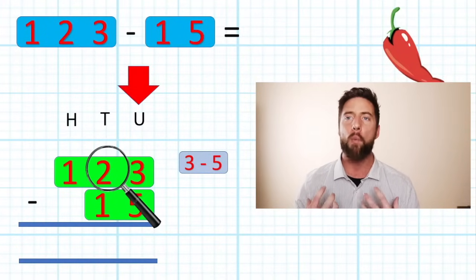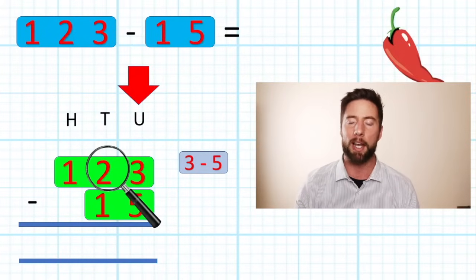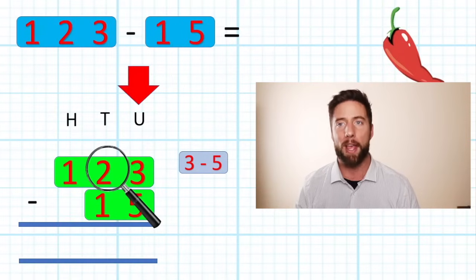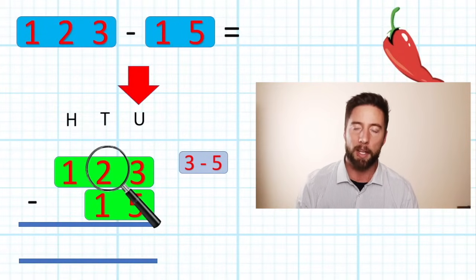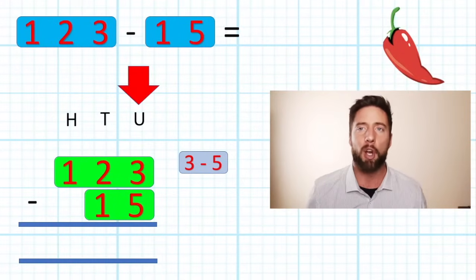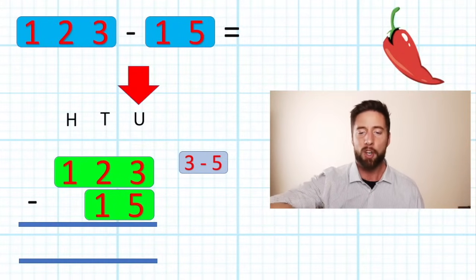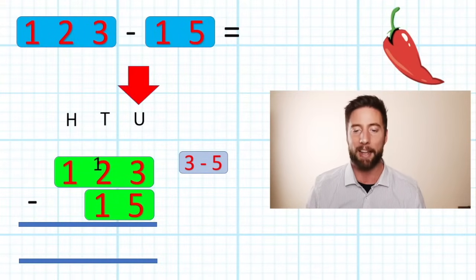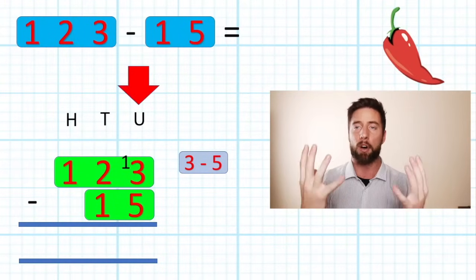And now I'm wanting to borrow or regroup from that number, because my little weeny 3 is not big enough to take my 5 away from. So I need to borrow something. I'm going to borrow from my neighbor next door. So we're going to go knocking. We're going to look at what we've got next door. I've got 2 tens. So I don't need 2 tens. I don't need the 20. I'm only going to borrow 1 ten, 1 ten being a value of 10.